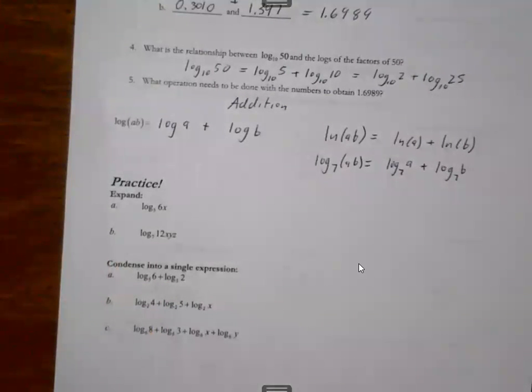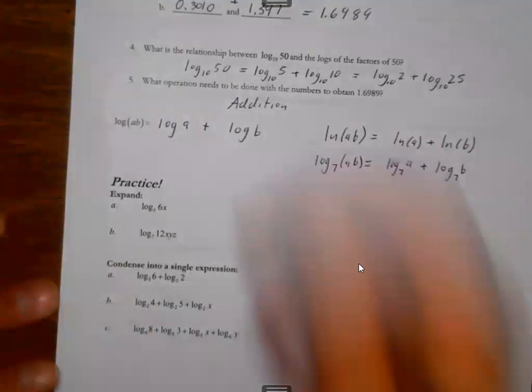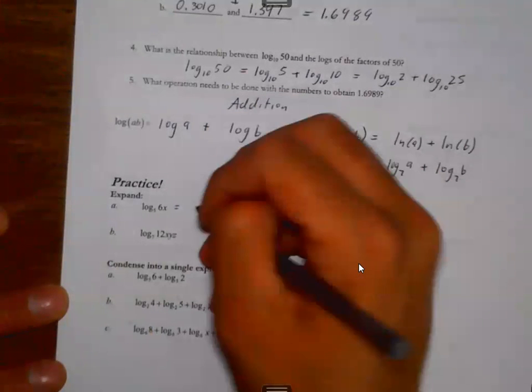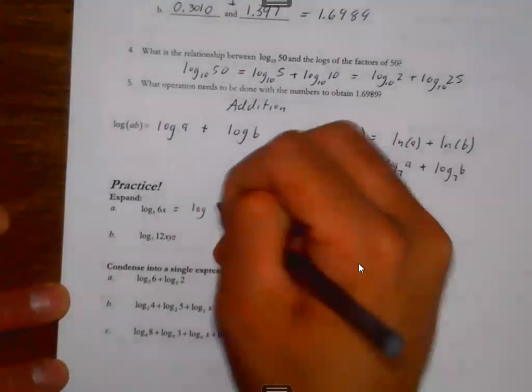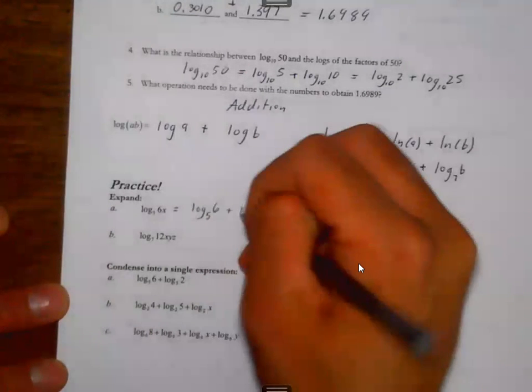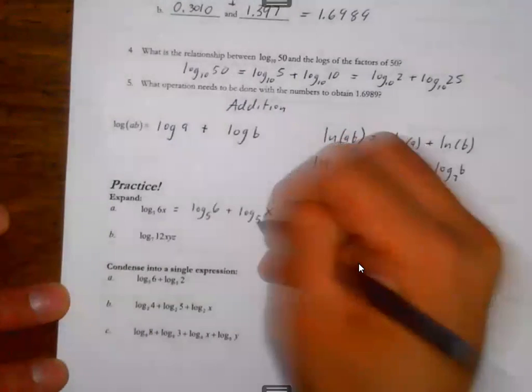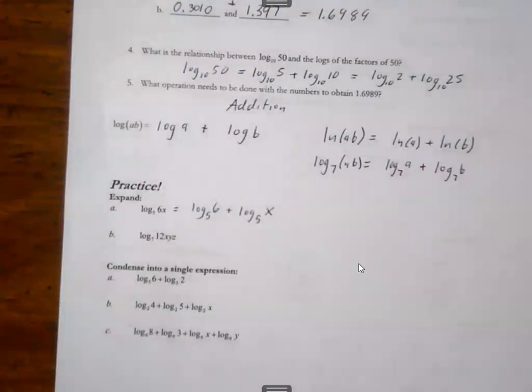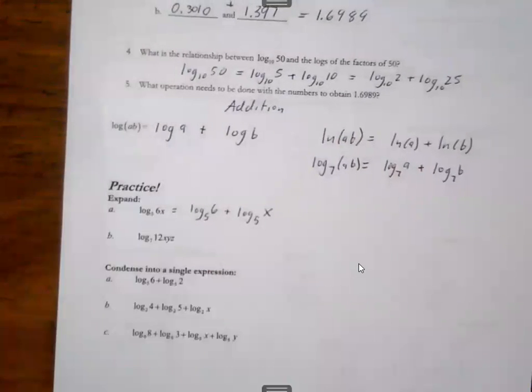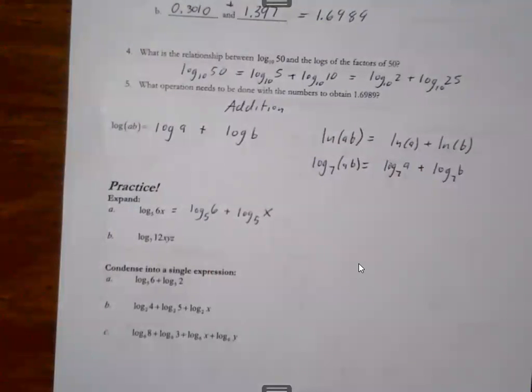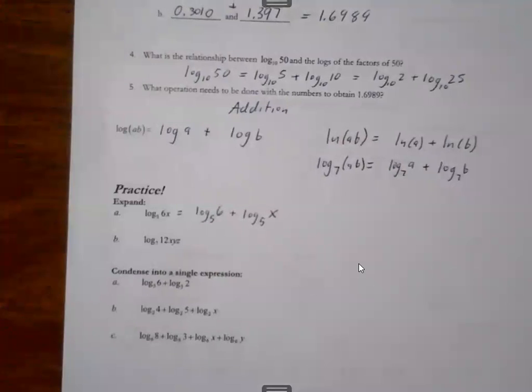So for the log of 6x base 5, that would just be the log of 6 base 5 plus the log of x base 5, because 6 and x are like A and B here. So you expand it out as the log of one factor plus the log of the other. Now, can anyone think of a way we could expand this even more? Log of 6 base 5 plus the log of x base 5?